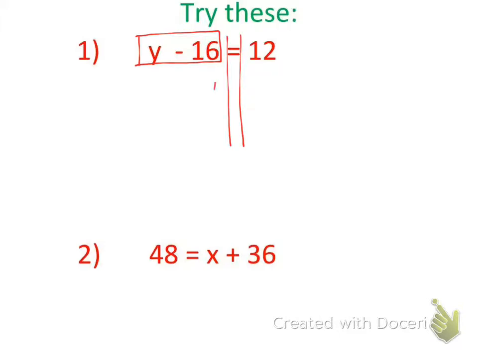Okay, what was the next step? Do the opposite. Good. We're not changing anything, but we are doing the opposite. So this is y minus 16. So instead of subtracting 16, we are going to add 16. Add 16. And whatever we do to one side, we have to do to the other side. So we're going to add 16 right here.